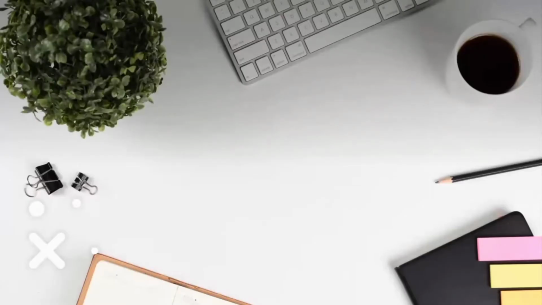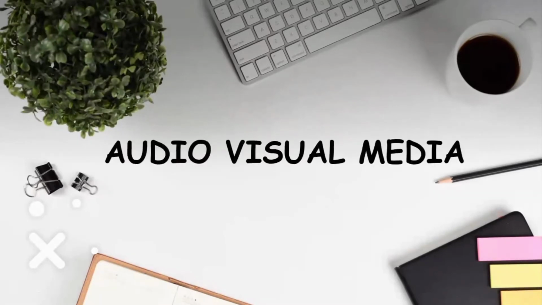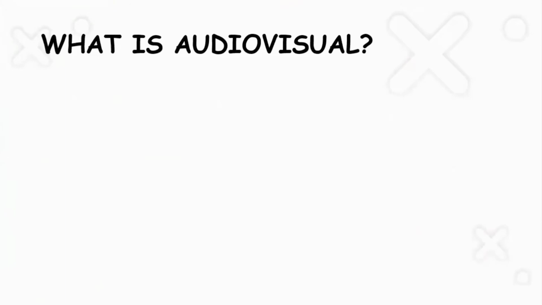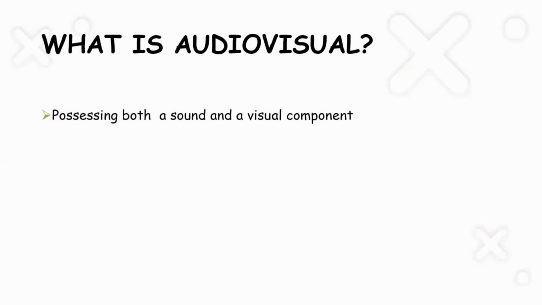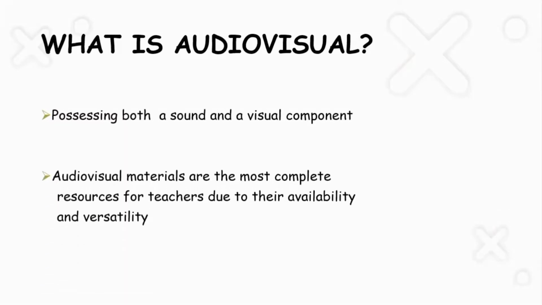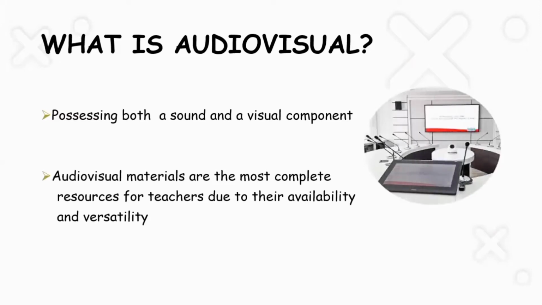Hi guys, welcome. In today's video, I'll be discussing audio-visual media. What is audio-visual? Audio-visual is electronic media possessing both a sound and a visual component. Audio-visual materials are the most complete resources for teachers due to their availability and versatility. So, audiovisual materials nowadays are very useful in teaching amidst this pandemic.